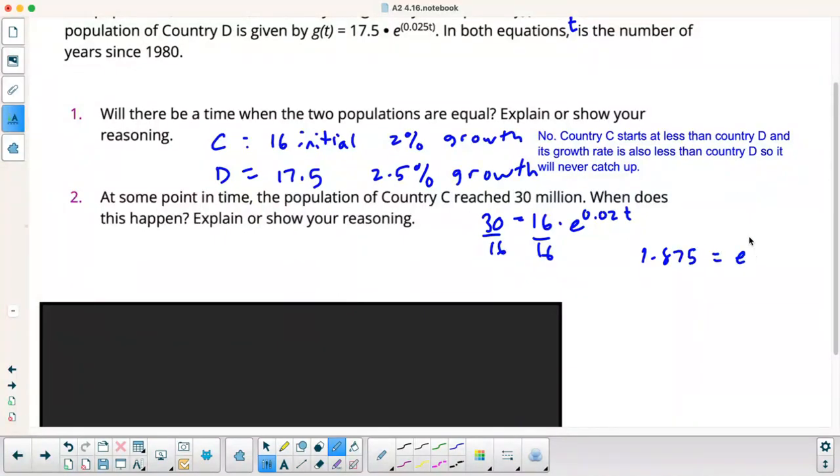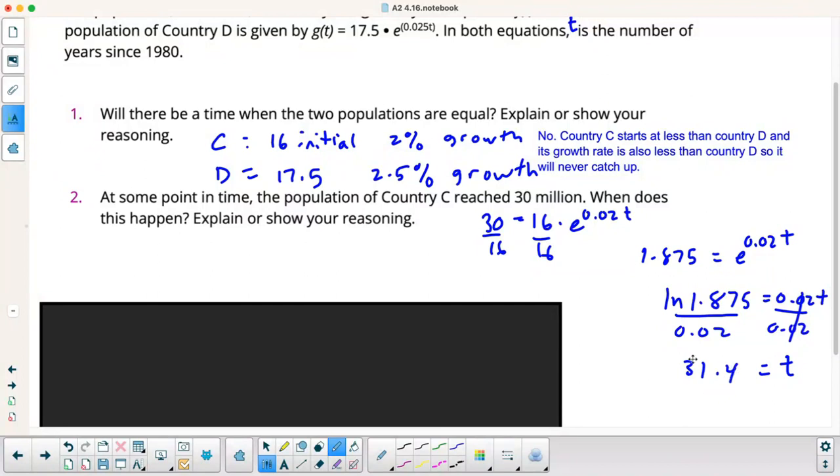1.875 equals e to the 0.02t. Let's write it in log form. So log base e, the natural log, of 1.875 equals 0.02t. So then I divide by 0.02, and that'll give me my time. So type it into your calculator now. Natural log of 1.875 divided by 0.02. I get 31.4.